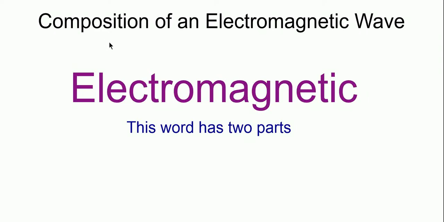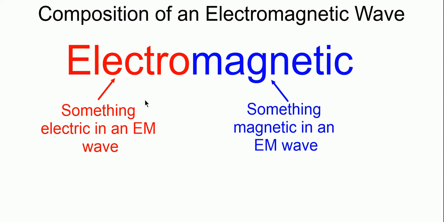In this video, we'll discuss the composition of an electromagnetic wave. Now, the word electromagnetic has two distinct parts, doesn't it? First, here in red is electro. That's going to mean there's something electric in an EM wave. Second part is magnetic. That means there's something magnetic in the EM wave. Something electric and something magnetic in an EM wave.